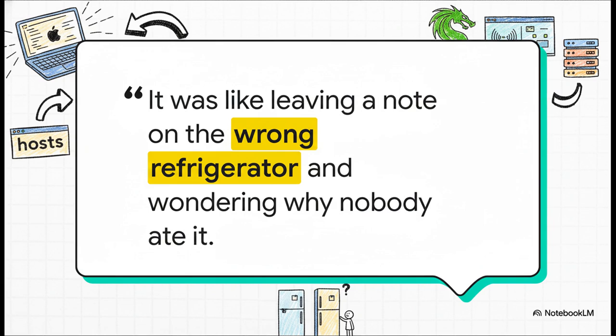The person who wrote the source material shared a story about editing the hosts file on their Mac, but then they kept running all their scans from their Kali VM. It's like leaving a note on the wrong fridge and wondering why no one saw it. It perfectly illustrates why that simple rule is so important.